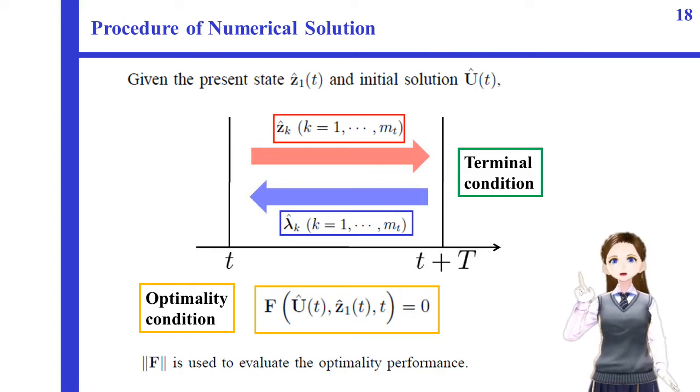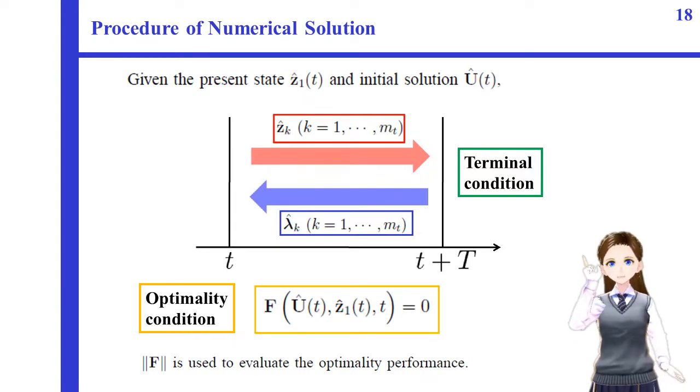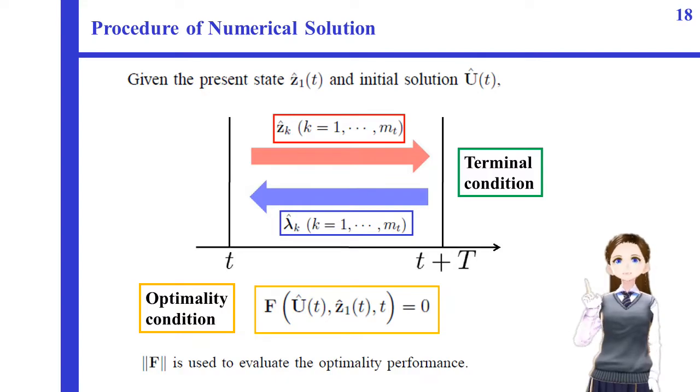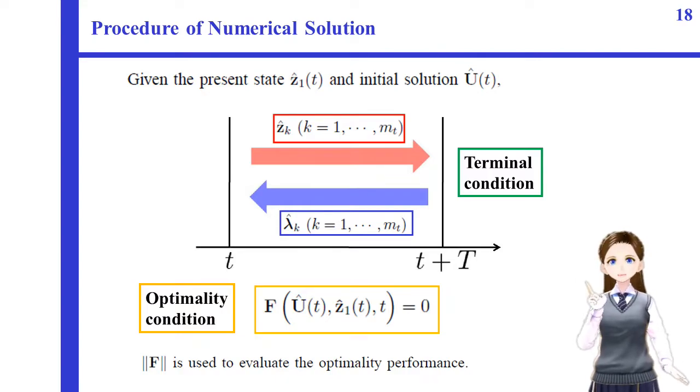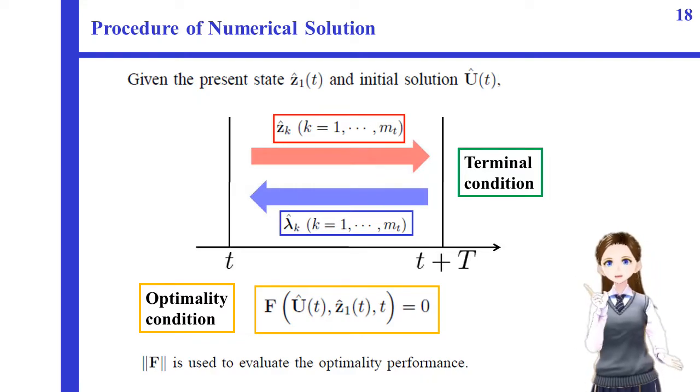Next, the costate lambda hat over the horizon can be determined from k equal to N down to k equal to 1, using the condition enclosed by blue line in the previous slide. For given capital U hat and z hat 1 at time t, the state z hat and the costate lambda hat over the horizon can be determined so as to satisfy the conditions enclosed by red, green, and blue line.